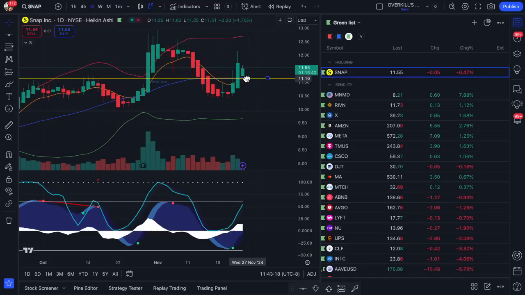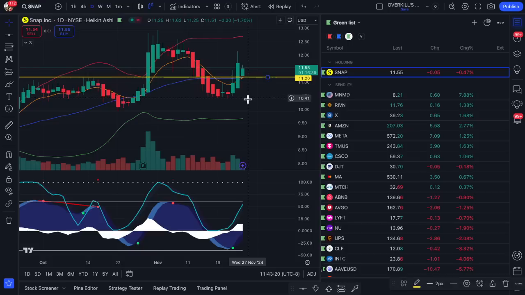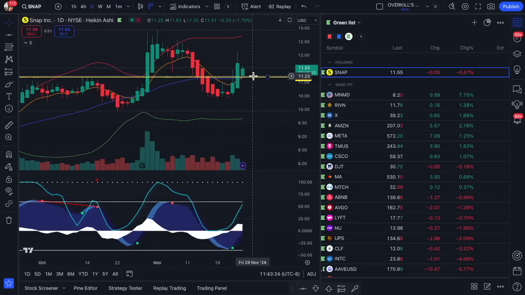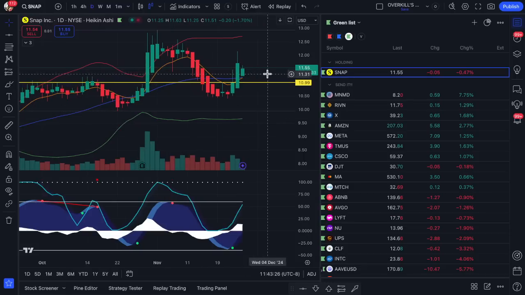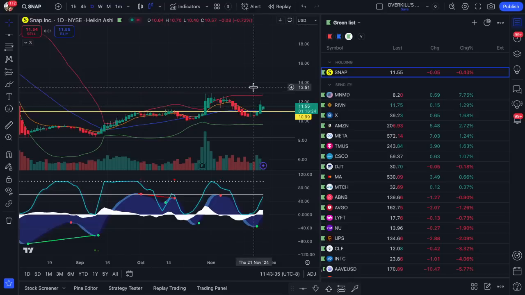So I bought the pullback. I think my average price is around 11.60. And my stop loss, let's just call the stop loss $11. I always like to set my stop a little bit below the level. So if it's at 11, I'll set it at like 10.90. As long as 10.90 holds, I like Snap here. My first target's going to be right there at 13. Second target will be 14, and then 16 after that.